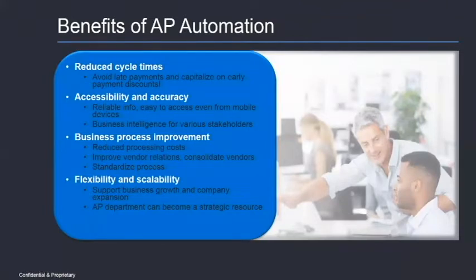Beyond the efficiency gains and savings that may be a widely known benefit of automation, there's an entirely new level of business intelligence that can be gained as a result of the information flow being visible, accessible, and reliable. Your accounts payable department can go from a cost center to a profit center. I mean, that's really powerful.